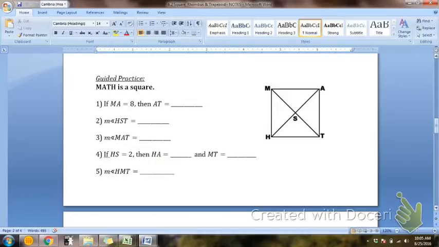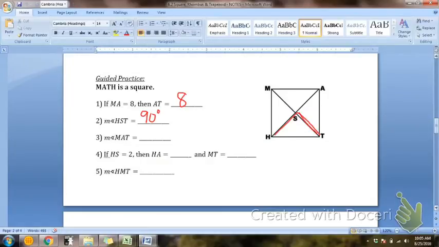All right. Let's see how far you got. Number 1, if MA is 8, how much is AT, Austin? 8. Also 8. Excellent, because all the sides are the same. Okay, if the measure of angle HST is here, Adela, how much is that angle? 90 degrees. Excellent.